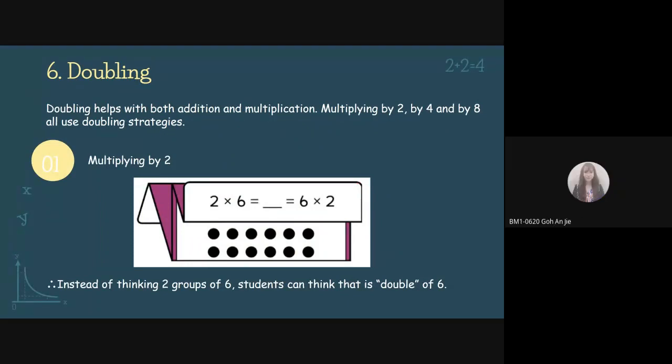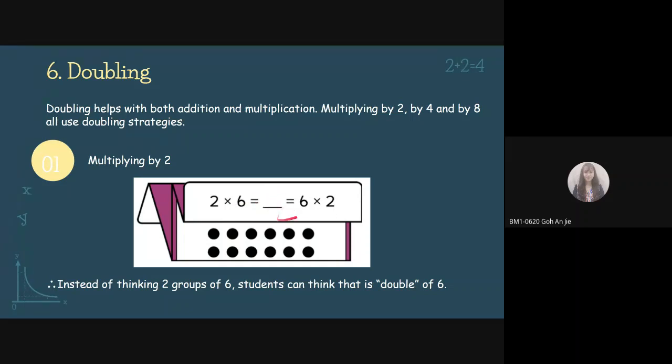Okay, the next thinking strategy is doubling. Doubling can help with both addition and multiplication. Multiplying by 2, by 4, and by 8 all use the doubling strategy. First is multiplying by 2. Instead of thinking 2 groups of 6, students can think that it's double 6. So 6 doubled becomes 12. So 2 times 6 gives the product 12.